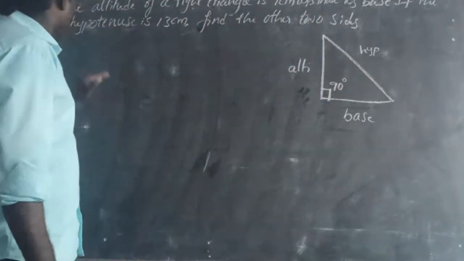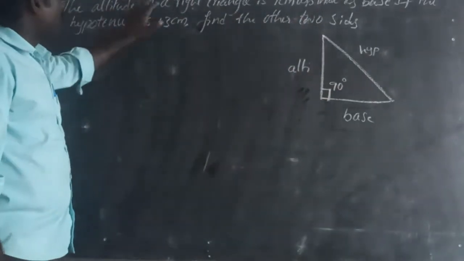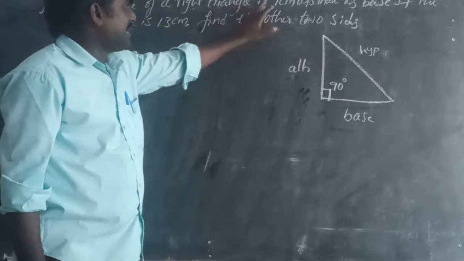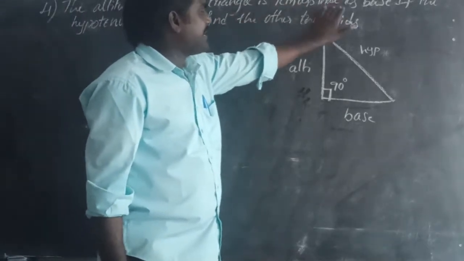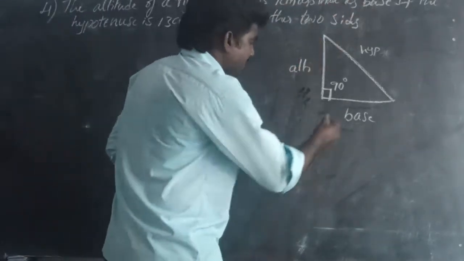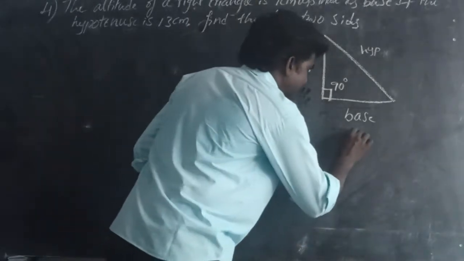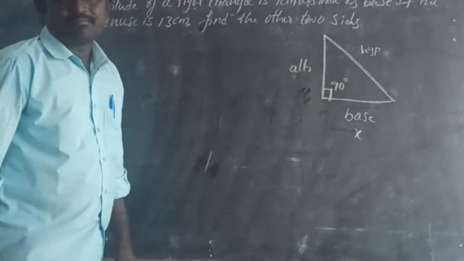Now what is the given question? The altitude of a right triangle is 7 centimeters less than its base. So here, we don't know the base, so let us take it as x.